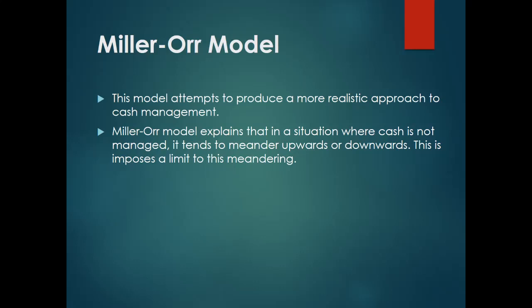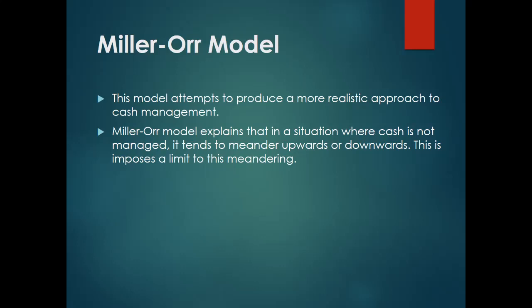So the model comes in to establish these limits, getting to know what should be the maximum and what should be the minimum amount of cash that we ought to be keeping. The idea under this model is that the cash can go up or down, provided it doesn't go beyond the lower limit, nor above the upper limit.